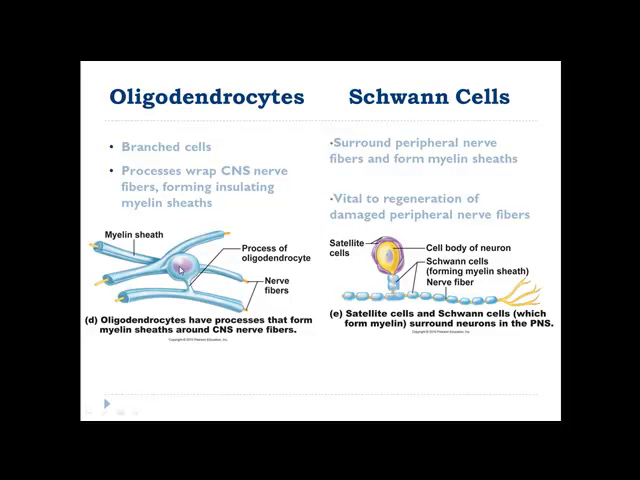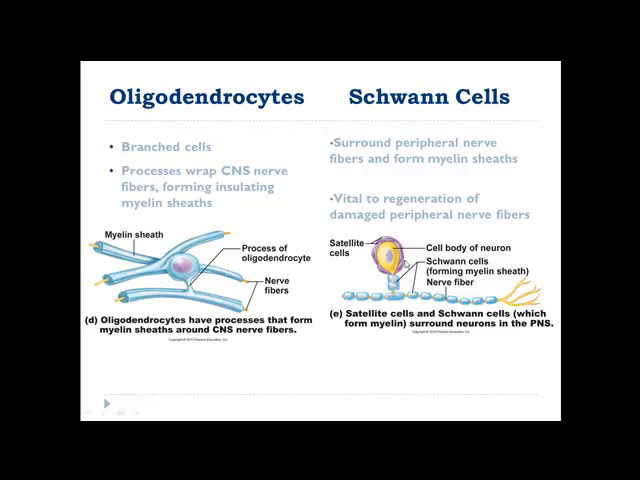Okay, next one is oligodendrocytes and Schwann cells. These guys are going to be responsible for myelination. With your nerves, you have two types of nerves. You have myelinated nerves and unmyelinated nerves. Myelinated nerves appear white, unmyelinated nerves appear gray. Myelinated fibers will carry information very, very quickly. Demyelinated fibers or unmyelinated fibers will not.